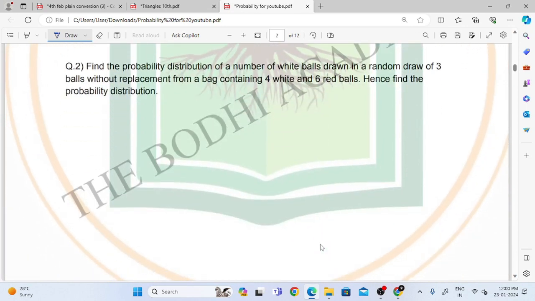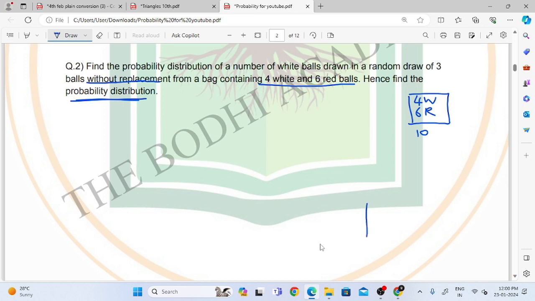Now the question number, this is 3 actually. Find the probability distribution of the number of white balls drawn in a random draw of 3 balls without replacement from a bag containing 4 white and 6 red balls. So in a bag 4 white balls are there and 6 red are there. So in total 10 balls are there. We have to find the probability distribution, that means we have to find one table.